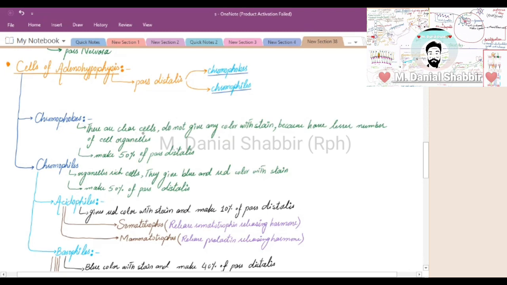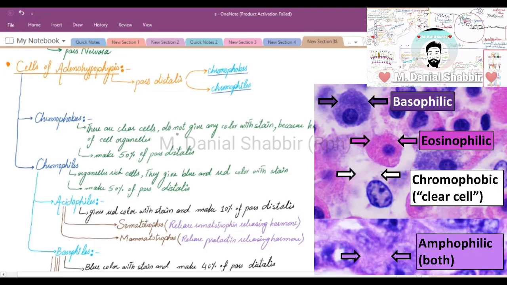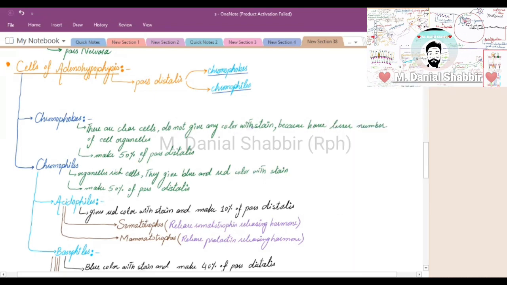Chromophobes are clear cells and they do not take any color with stain. When we stain these cells, they do not appear in any color. They don't show any color when stained because they have a lesser number of cell organelles, because you know that the cell organelles basically contain different types of constituents or ions, hydrogen ions, and other types of ions.